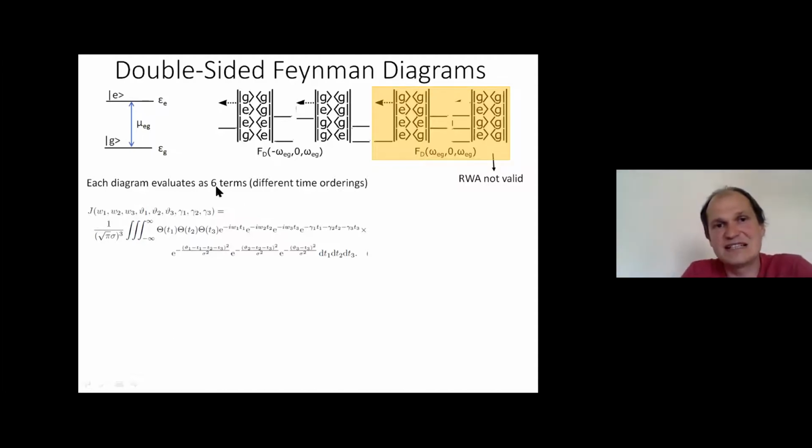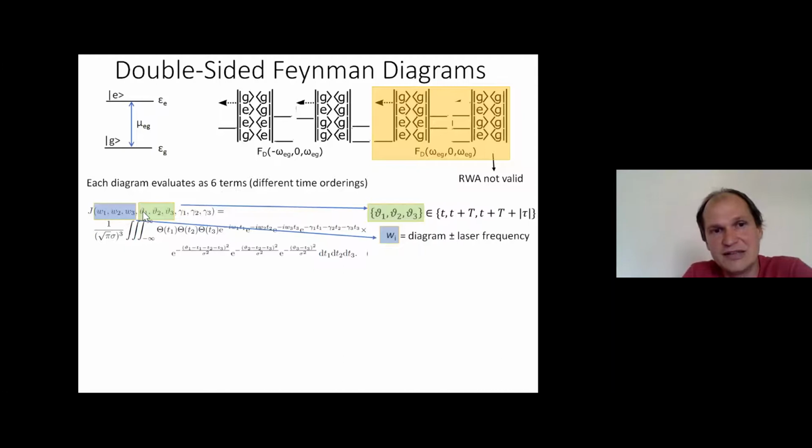Because each of these 6 different terms would look like something like this, because this is a triple integration from the calculation of polarization. This theta would be just these time delays, so this is t plus capital T and t plus capital T plus tau. We have to put all possible permutations here. And these W are the frequencies of the individual lines of the diagrams, but not exactly, because I have to add or subtract the laser frequency as well, according to the electric fields. You can do it. I don't go into details. And then you can evaluate it with this instantaneous response approximation, as I showed before.